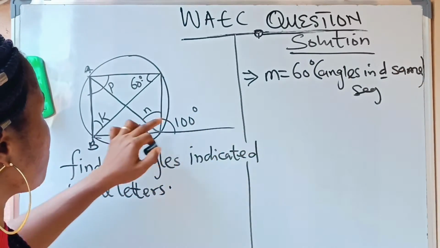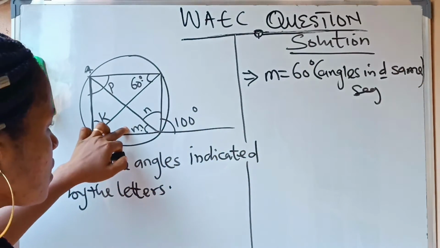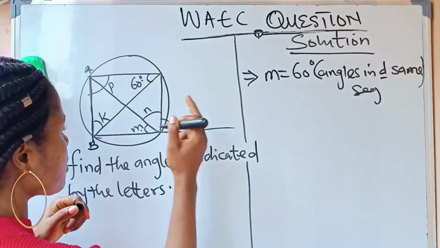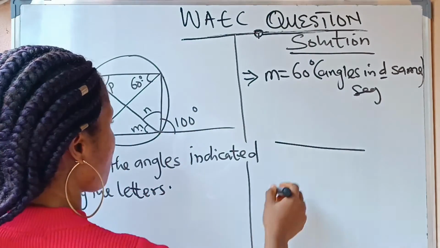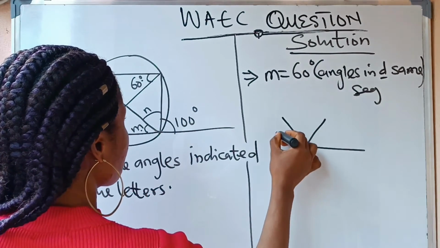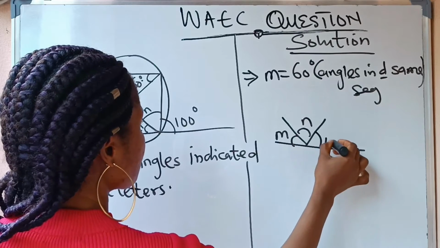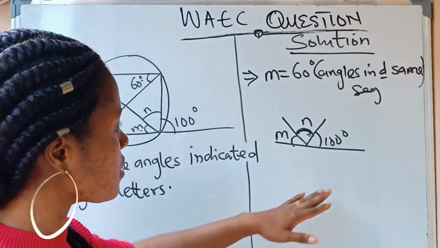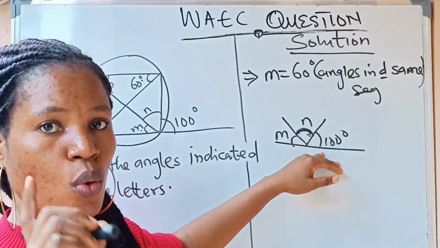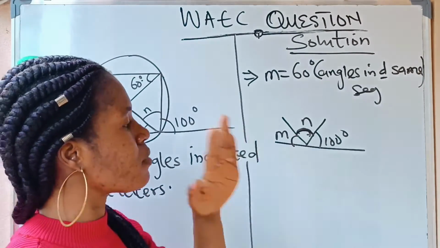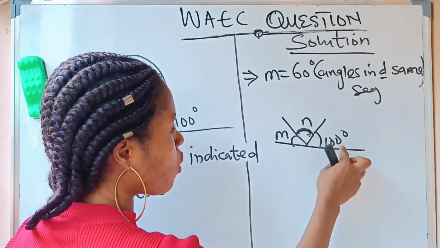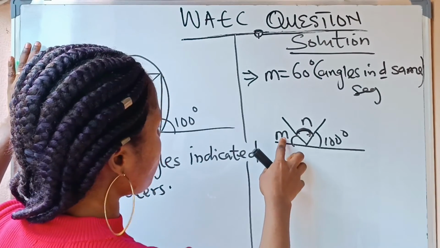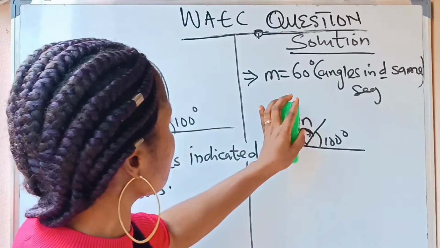We have been able to get the value of our M as 60. See this M, this N, and this 100. They are on a straight line. This is our M, this is our N, and this is 100 degrees. There is another law that says the sum of angles on a straight line is 180 degrees. It means that when you add M, N, and 100 degrees, we're supposed to get 180 degrees.